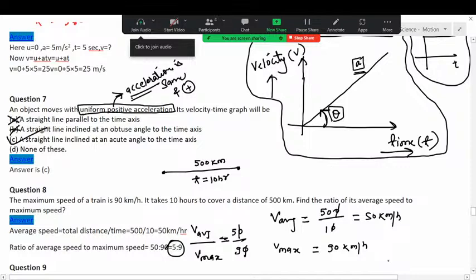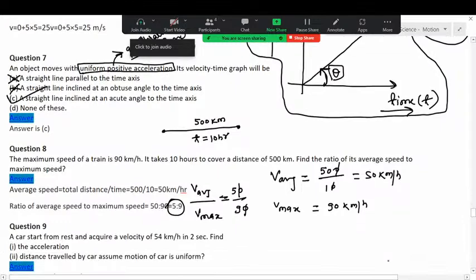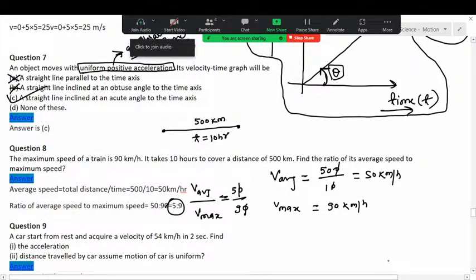Very good, very good. Okay, now next question, ninth question for you. Very interesting question. A car starts from rest. What does it mean? If it starts from rest, what does it mean? U is equal to how much? U is equal to 0. Okay.